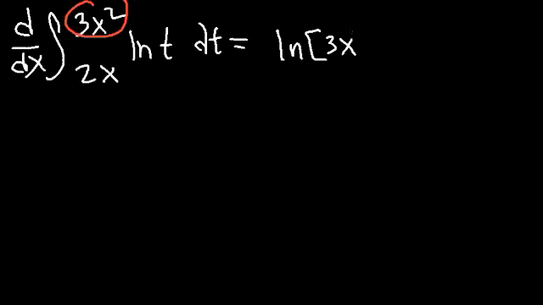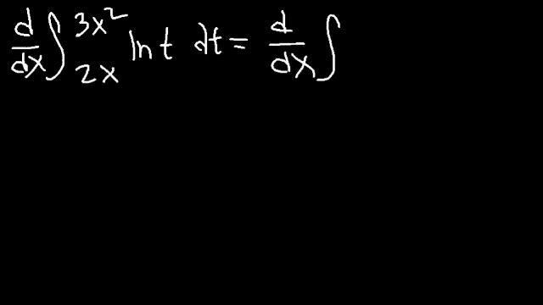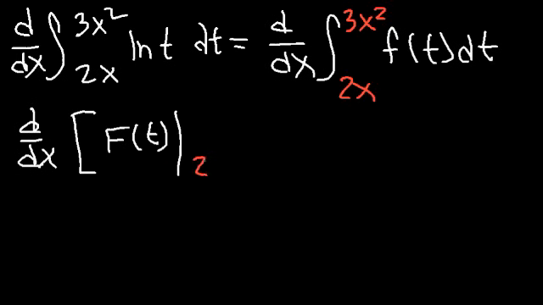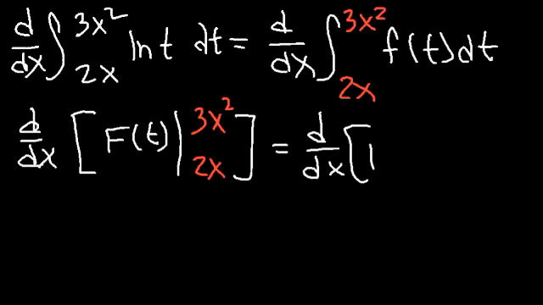But now let's show why that's the case. So let's begin by replacing ln t with f of t. The antiderivative of lowercase f is capital F, evaluated from a to b. And that's going to be the derivative of F of b, or F of 3x squared, minus F of a, or F of 2x.